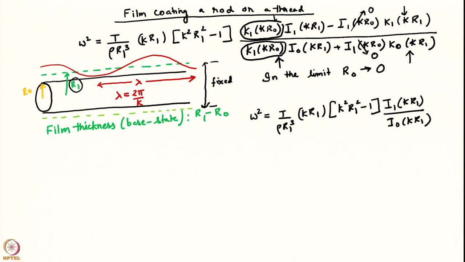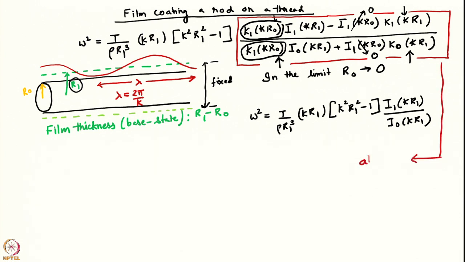So, now let us analyze this dispersion relation. You can once again go to MATLAB or Mathematica and plot this quantity, and you will find that this quantity is always positive for all k, this can be shown. So, once again omega square can become negative, but the only place which can become negative is once again our old familiar term k square r1 square minus 1. So, omega square is negative when kr1 is less than 1, analogous to what we had got earlier. Earlier it was kr not less than 1, now it is kr1 because r1 is the radius of the free surface of the film that coats the rod.